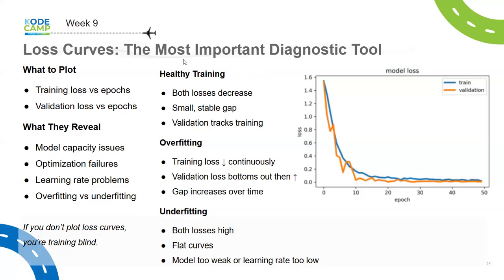So when you have healthy training, you see that both losses will decrease, and there's a stable small gap between the training and the validation loss. And you see that validation loss tends to track the training loss. It follows it. The validation loss will be a bit higher, even though here I'm seeing the validation loss is lower. But sometimes you actually have the validation loss lower.